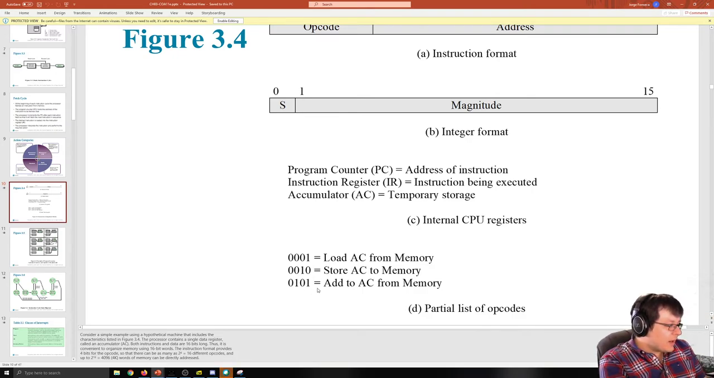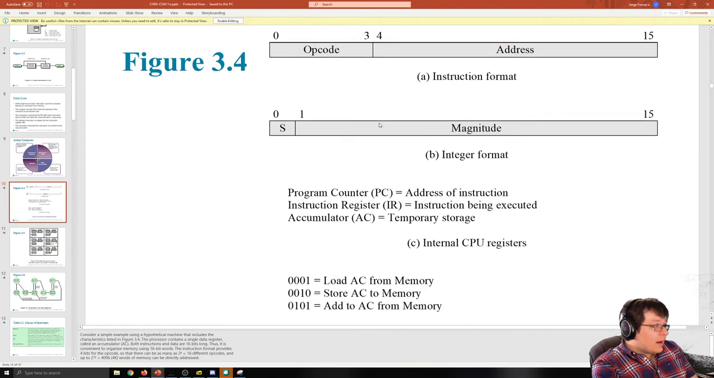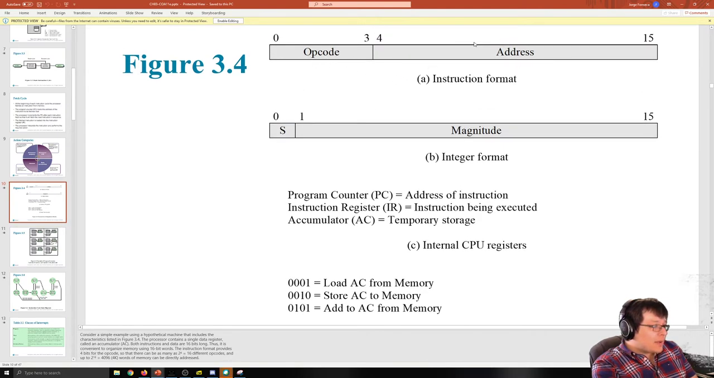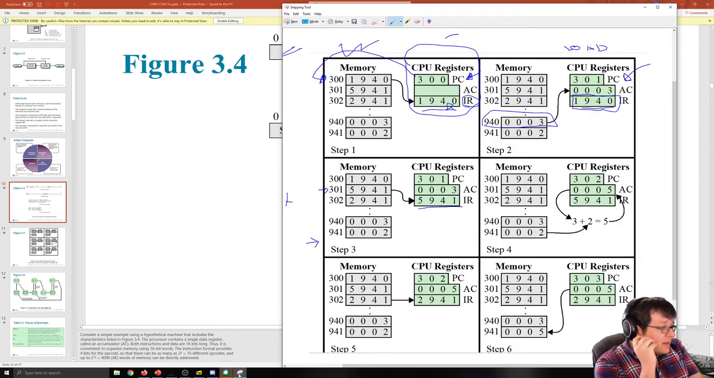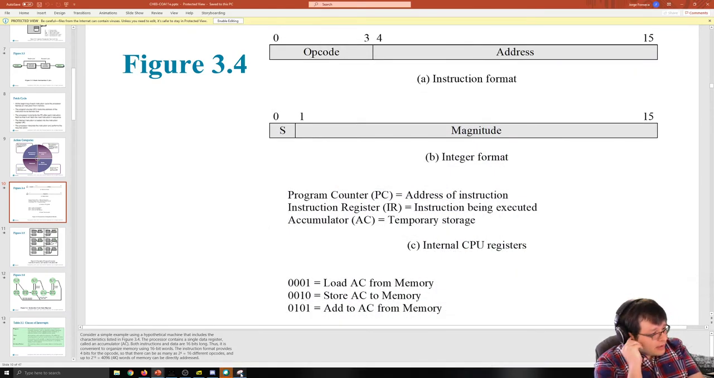And so we can see that the bottom one, 101, I'm going to assume that's 5. And it says add to accumulator from memory. What that means, or what I think it means, is that whatever the opcode is, which is going to be 5, there's going to be an address to that. We take that as an integer and add it to whatever we currently have in the accumulator. And remember, I think it was a 3. We have a 3 in the accumulator. So we're going to load from memory whatever's in the address and add that to the 3, okay?